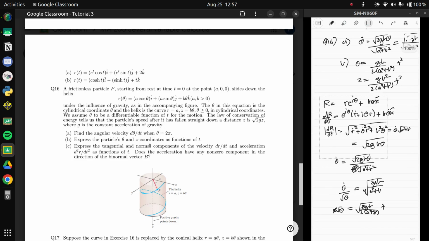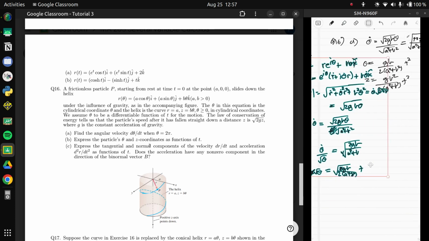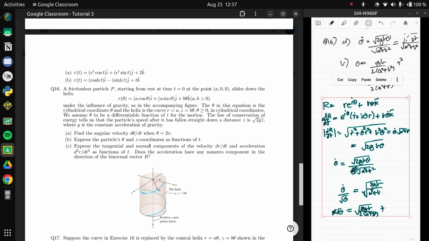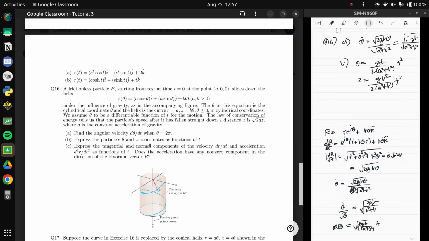Next thing to do, which is, come on, just select everything. So the next thing is C, which is to express the tangential and normal components of the velocity and the acceleration as functions of time. I do not want to be doing all the calculation. Does the acceleration have any non-zero component in the direction of the binormal vector? So okay, r dot, r triple dot, all that.